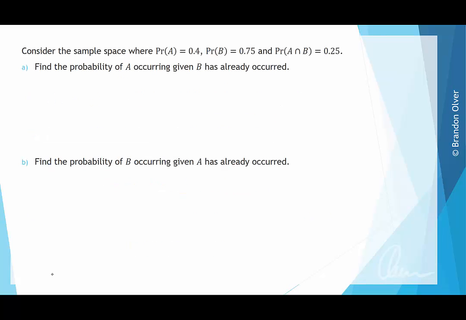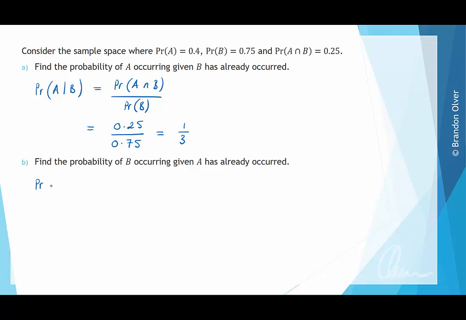Next we're going to consider the sample space where the probability of A is 0.4, the probability of B is 0.75, and the probability of A intersecting B is 0.25. For part A, we want to find the probability of A occurring given B has already occurred. So we want the probability of A given B, and as a formula we know that is equal to the probability of A intersecting B divided by the probability of B. So the probability of A intersecting B is 0.25 divided by the probability of B, which is 0.75, and that can simplify down to 1/3.